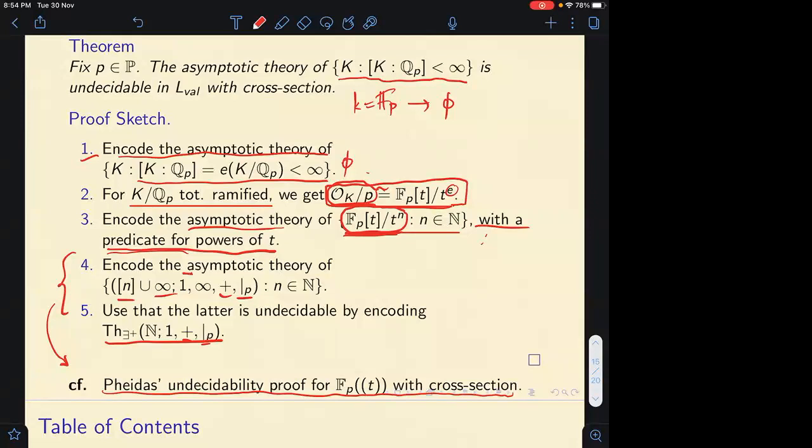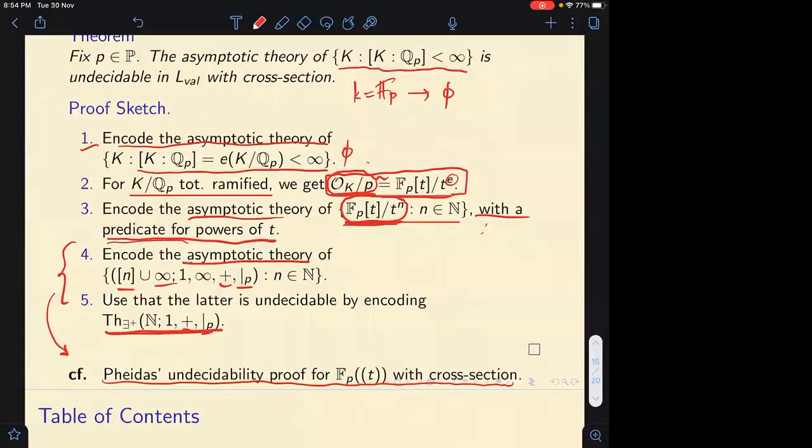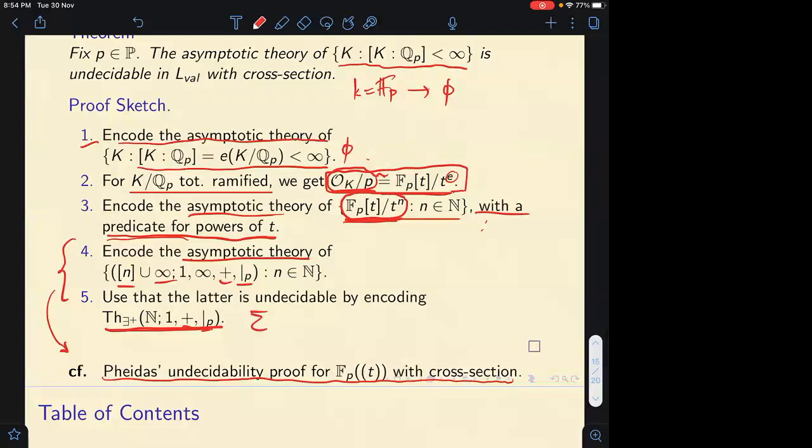Once you have this asymptotic theory, you can actually encode the Diophantine problem for the natural numbers with addition and p-divisibility. The idea is that if you give me a system of equations involving also p-divisibility, and you ask me whether it has a witness in the natural numbers?